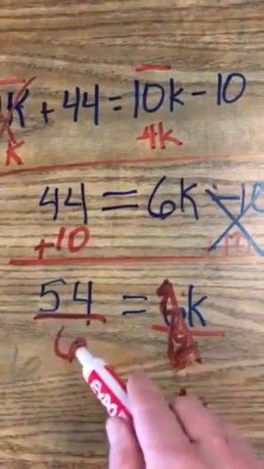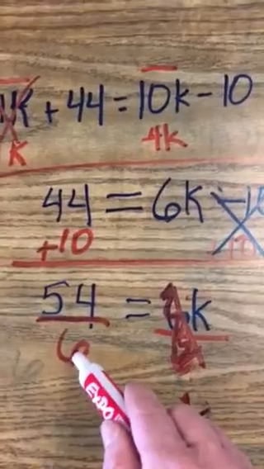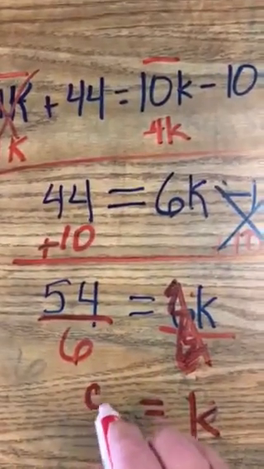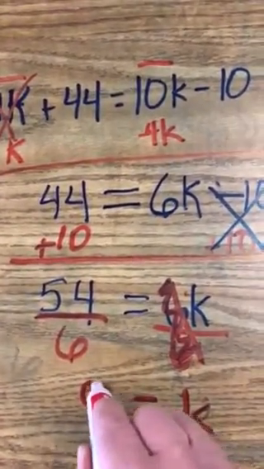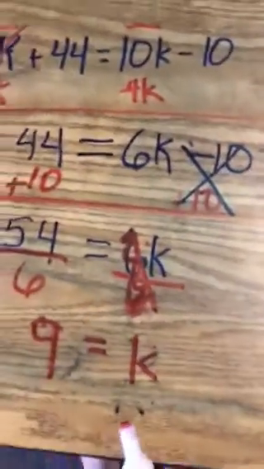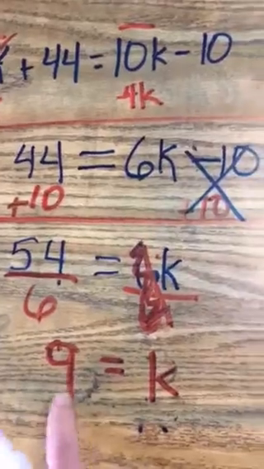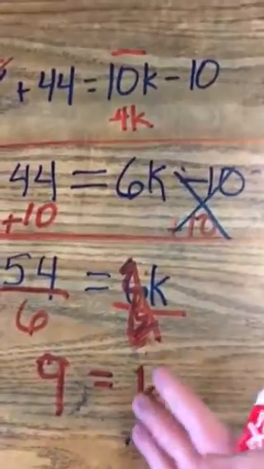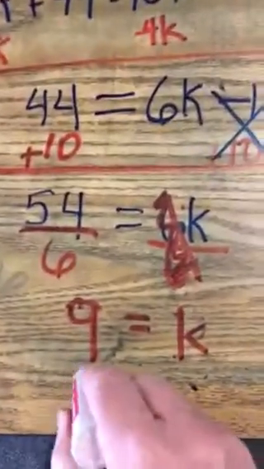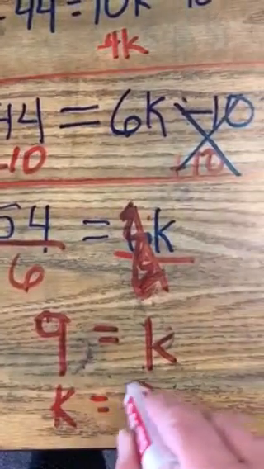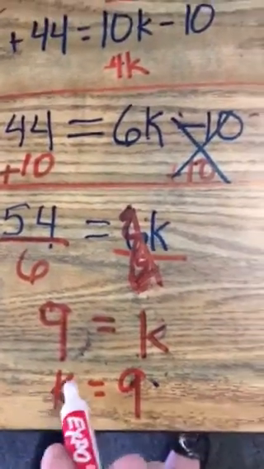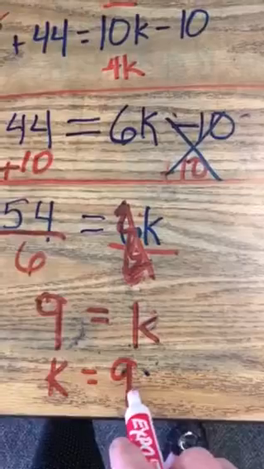And 54 divided by 6 gives us 9. So then our final answer, and to answer algebraically, it would not just be 9. It would be 9 equals k, or we would normally rewrite that as k equals 9. We would say the variable first and have the value of the variable.